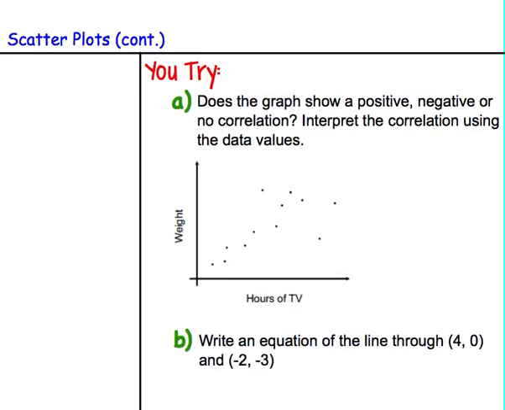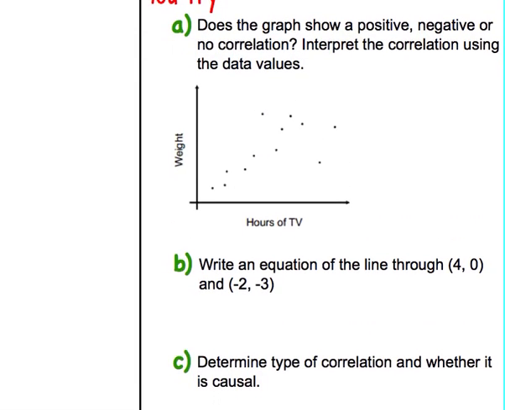Here are your you-try problems that you need to go ahead and try for tomorrow. Please be aware that C is talking about B. So please be aware of that.